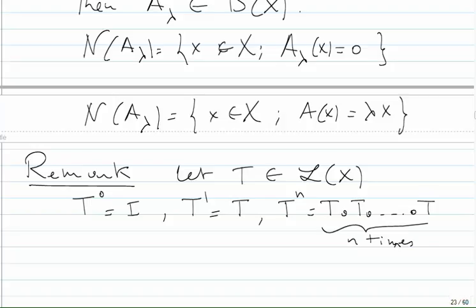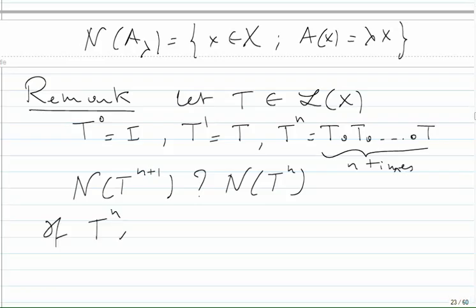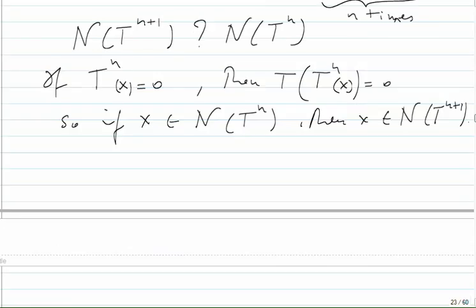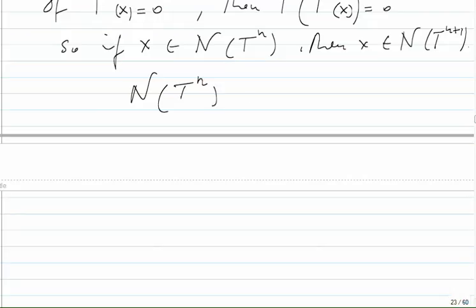Let us look at, for example, the relationship between N of T^(n+1) and N of T^n. If T^n of X is equal to 0, then T of T^n of X would also be equal to 0. So if X belongs to N of T^n, then X obviously belongs to the null space of T^(n+1). This tells us that N of T^n is a subspace of N of T^(n+1). So the first one is the null space of the identity map, which is 0, and they start increasing as subspaces. What happens now to the range?